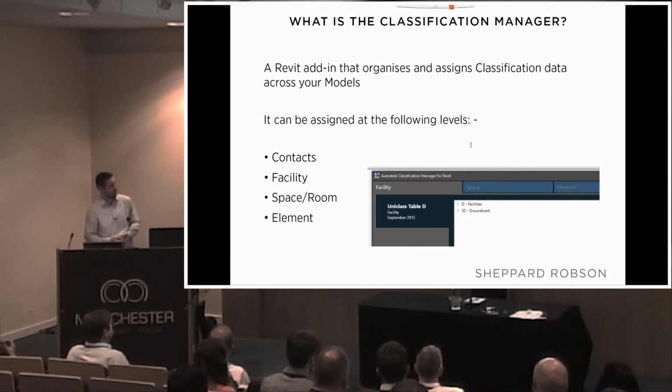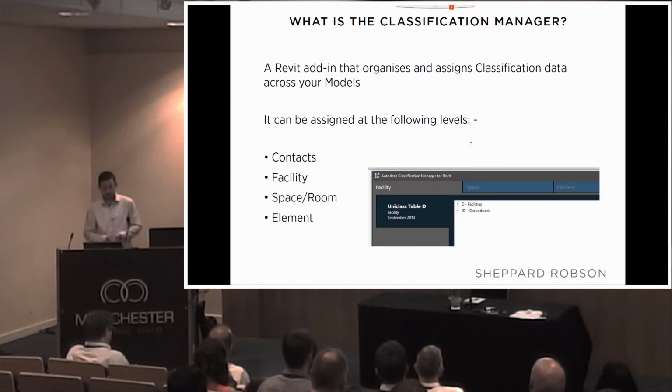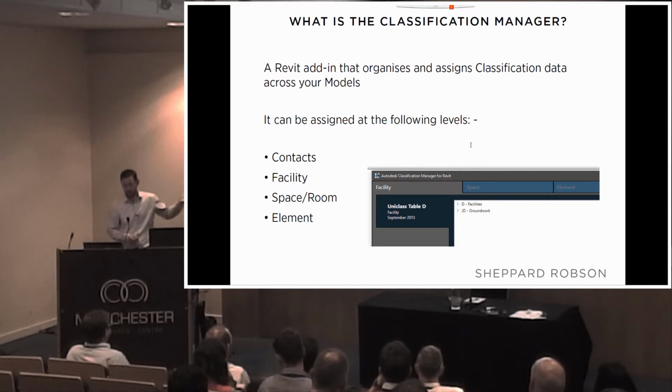So what is the classification manager? Well, it's a Revit add-on. It organizes and assigns classification data across multiple models if necessary, and also it can assign classifications at various different levels, at context level, the facility, space and room levels, and also at elemental level as well.